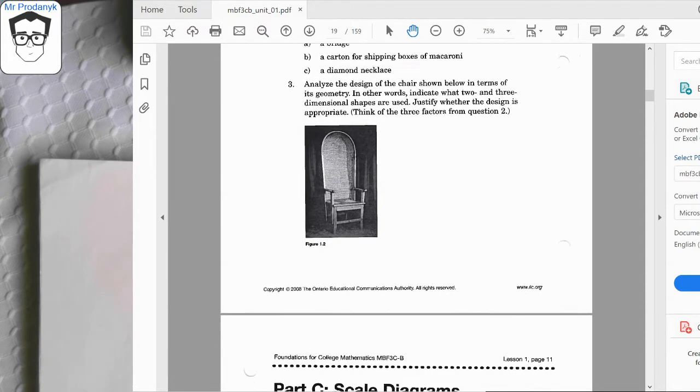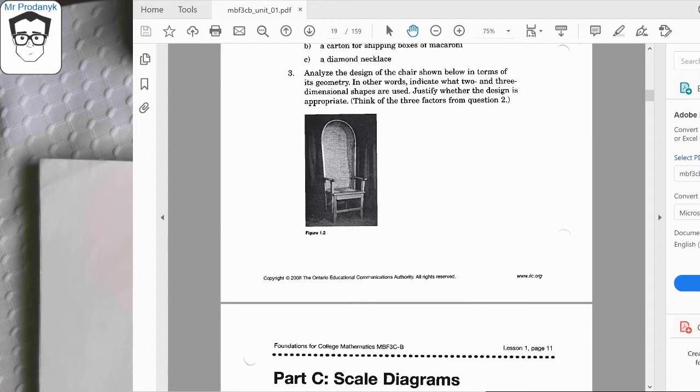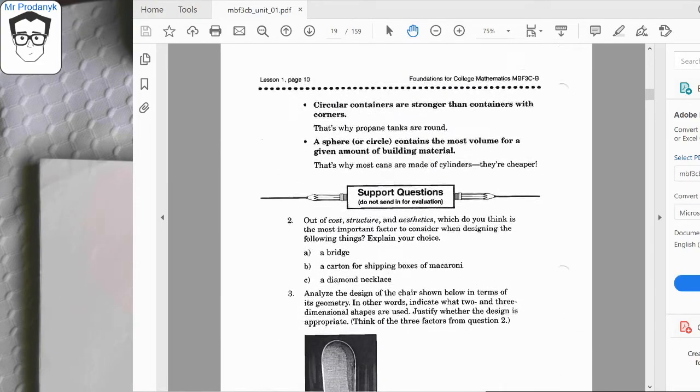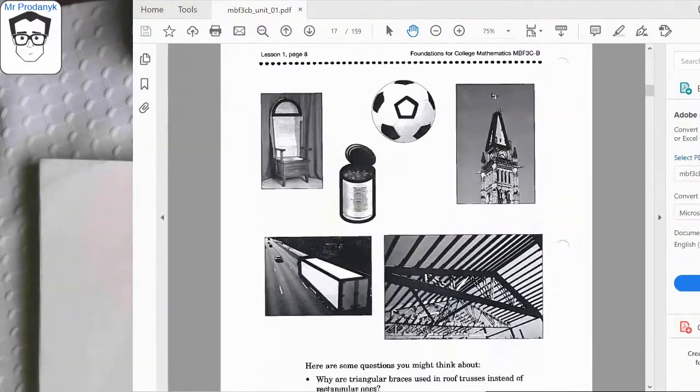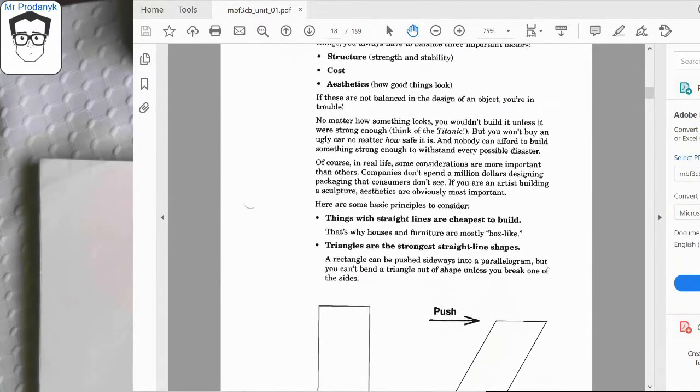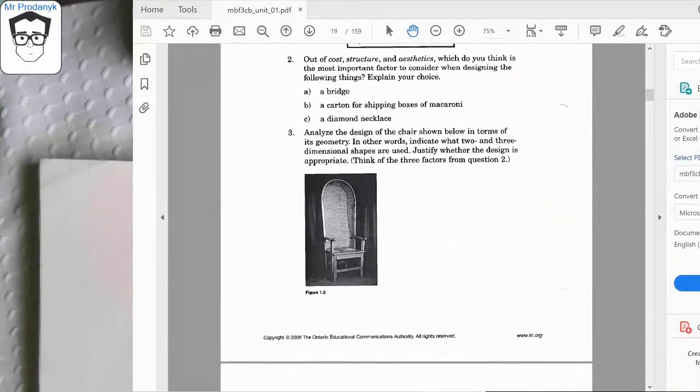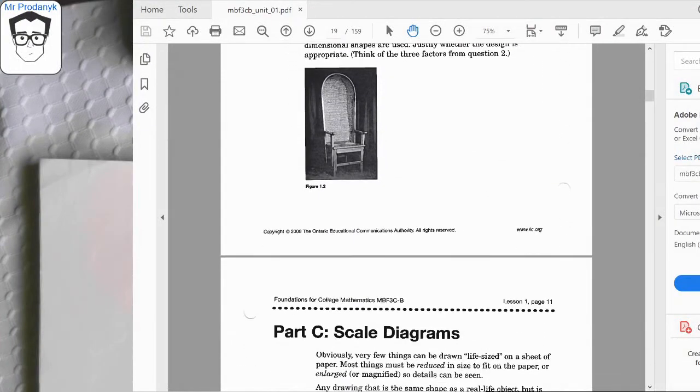Number 3, analyze design of the chair shown below in terms of its geometry. In other words, indicate what 2- and 3-dimensional shapes are used, justify whether design is appropriate. I think if you look back there in the lesson, you can see that right there they're showing a semicircle on that chair. Probably not hard to imagine some other shapes that are in that chair as well. Fairly obvious what some of the other shapes would be.